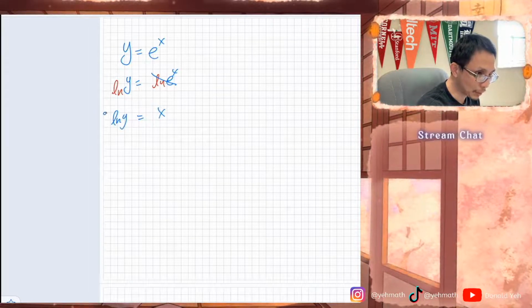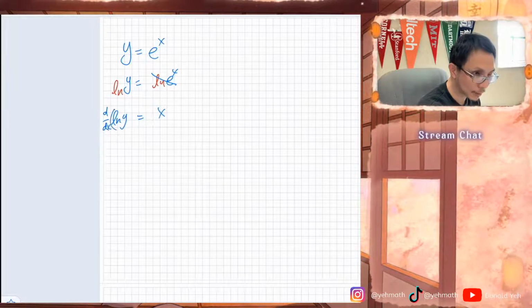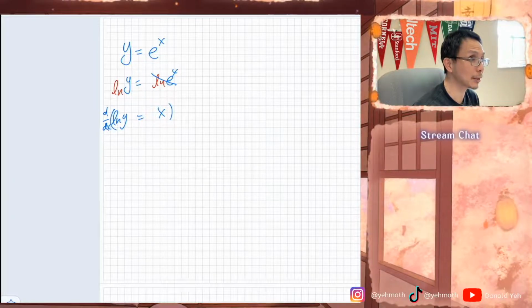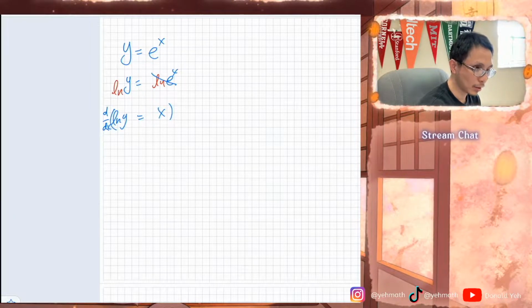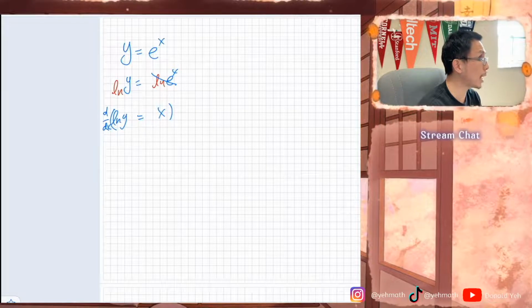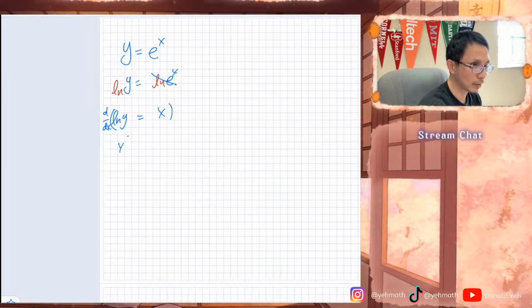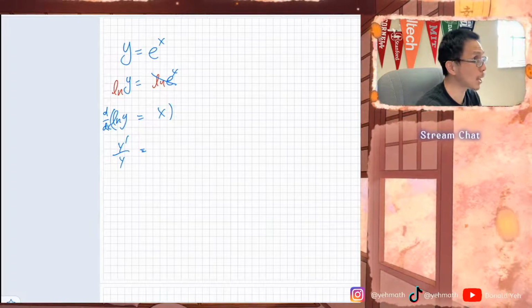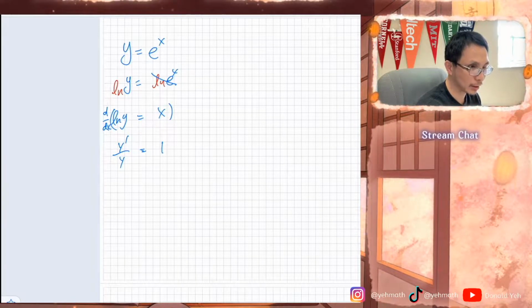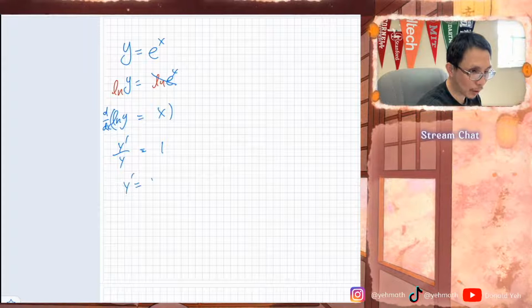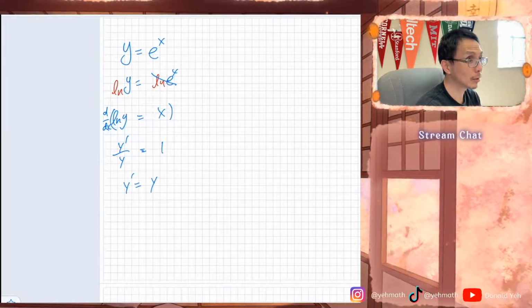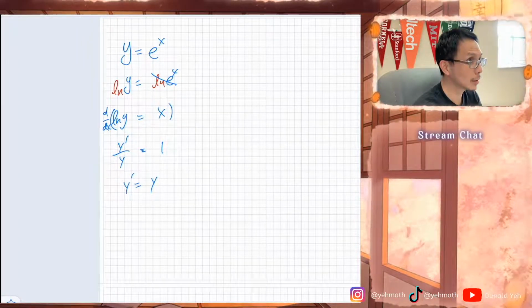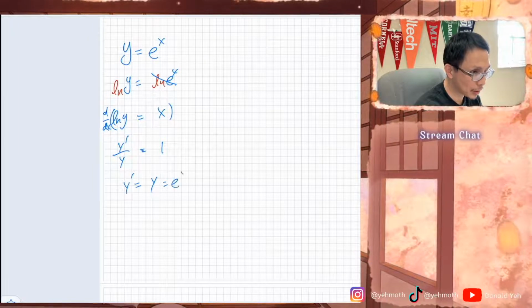Now I'm going to take the derivative of this, right? What happens to the derivative of the natural log of y? y prime over y, good, is equal to what? The derivative of x is what? 1, right? And y prime is equal to y. Do you see that? y prime is equal to y, which is also known as e to the x.